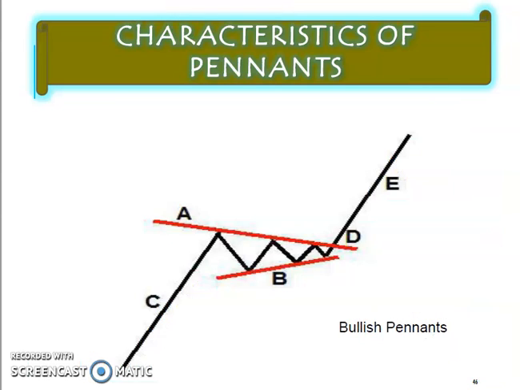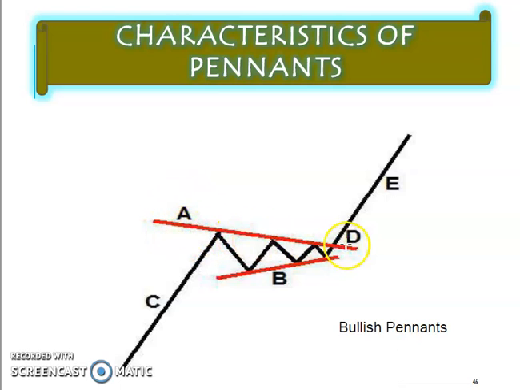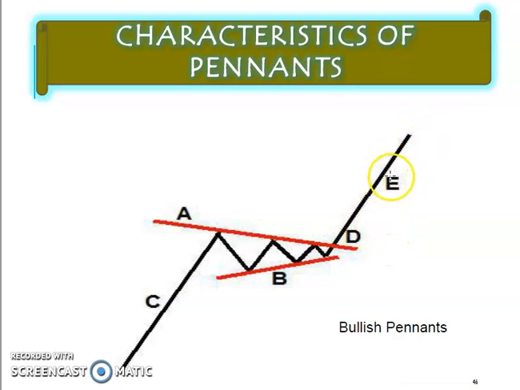Okay, so this is how a pennant looks like. We have the 5 points that I mentioned before. The first one, A point, is the resistance line or the resistance level. B is the support level, C is the pole, D is the breakout, because this one is a bullish pennant, so it will break out the resistance and continue bullish, and E is the projection point.